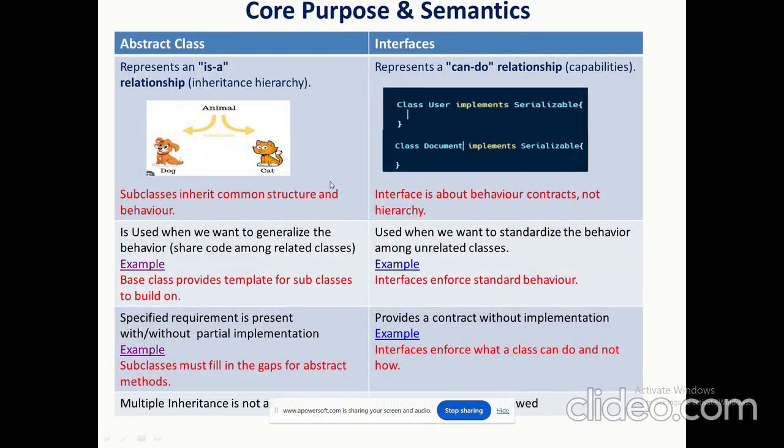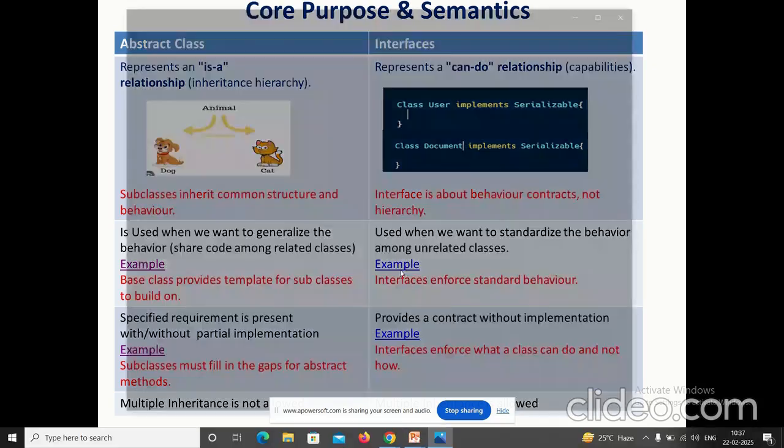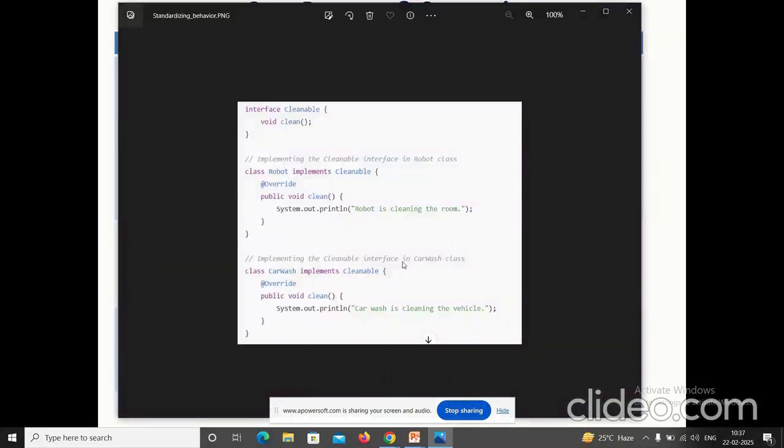Contrasting this with interfaces, we use interface when we want to standardize the behavior among unrelated classes. For example, in this code snippet, we see that there is a cleanable interface with clean method. Both the robo class and car wash class implement this interface. So both classes can be treated as cleanable objects. So when we create classes of robo class and car wash class, they can be treated as cleanable objects, enforcing this standard behavior.